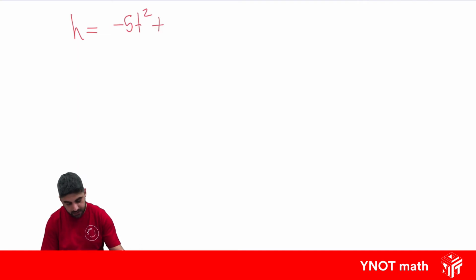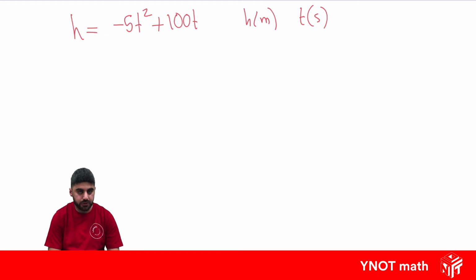Let's have a look at an example. So we've got a model rocket that is launched into the air. The relationship between its height and the time can be described like this: h equals minus 5t squared plus 100t, where h is in meters and t is in seconds.